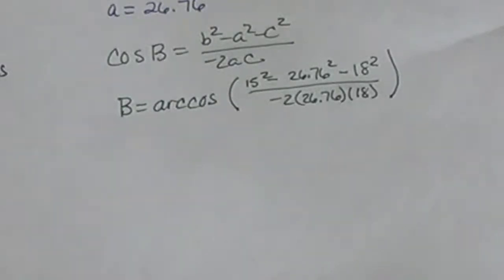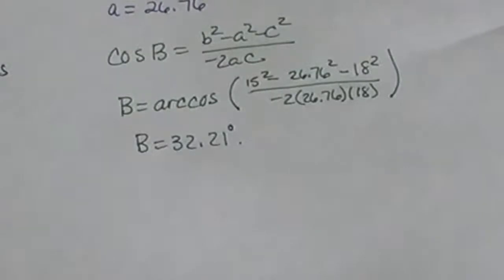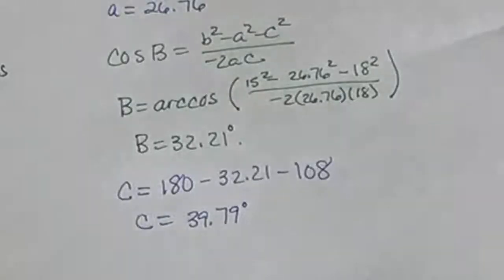So again, you're going to want to square the values in the top and do the subtractions there, divide out by the total value in the bottom, and then take the arc cosine. Again, make sure your calculator is in degrees. When we do that, we find that B is going to equal 32.21 degrees. So all that's left is to find angle C, which now we have two of the three angles. So we can just subtract from 180. So angle C will equal 39.79 degrees.